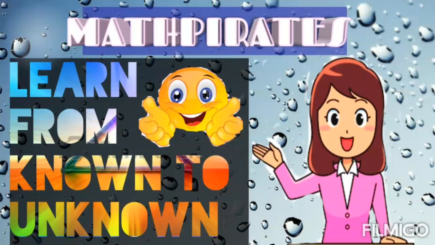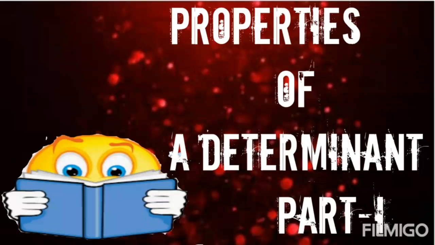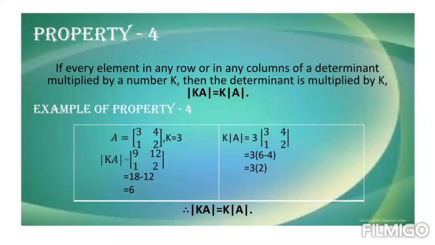Today we're going to see about properties of determinant part 2. We already saw 3 properties of determinant in the previous session. If you want to see properties of determinant part 1, you can use the link which is given in our description. Let's see our fourth property.